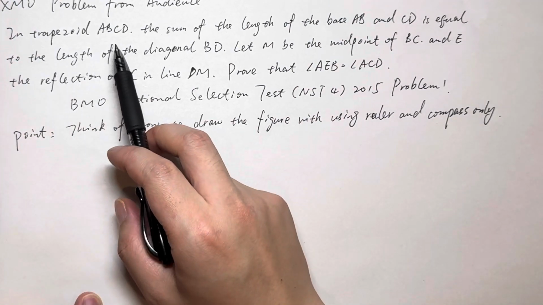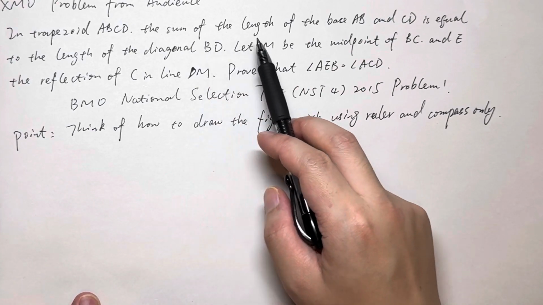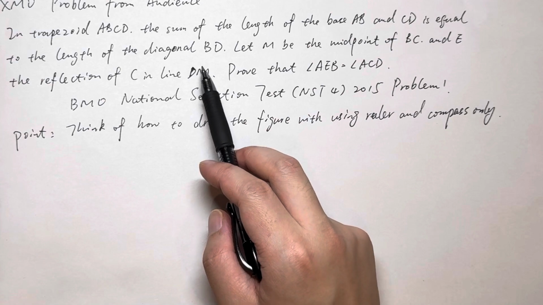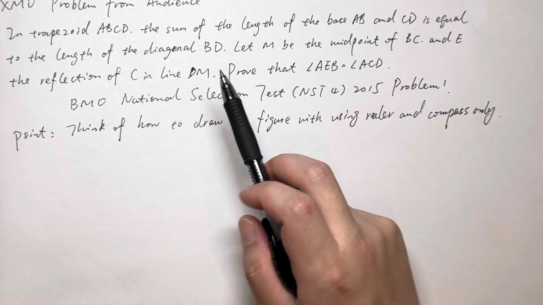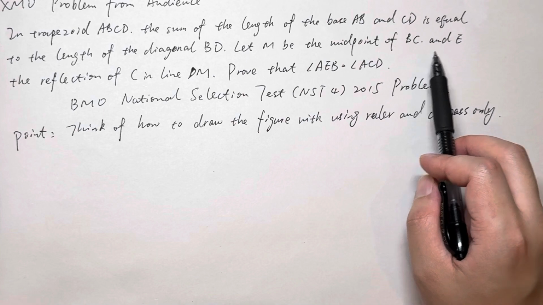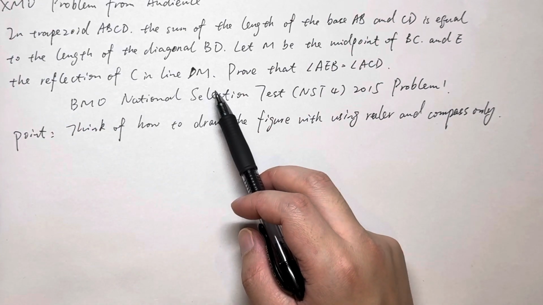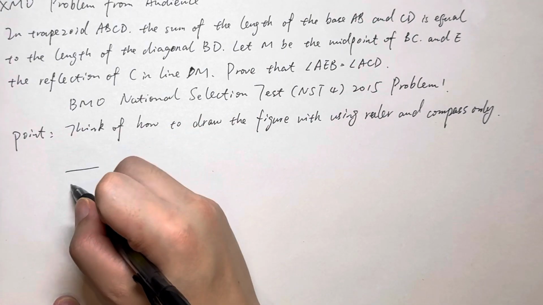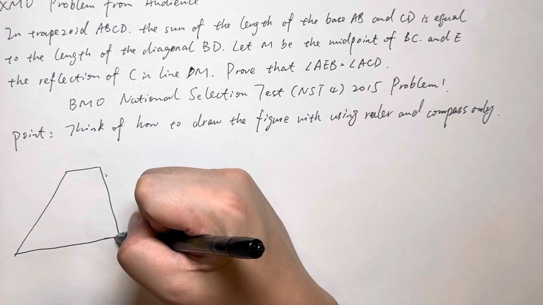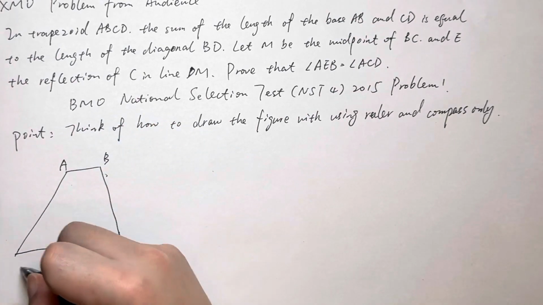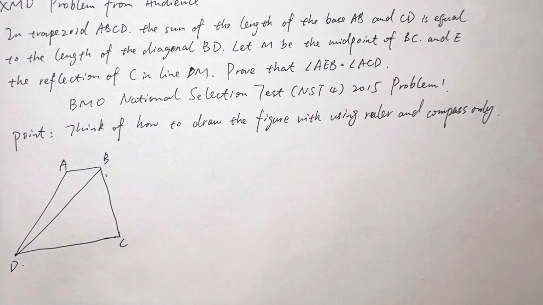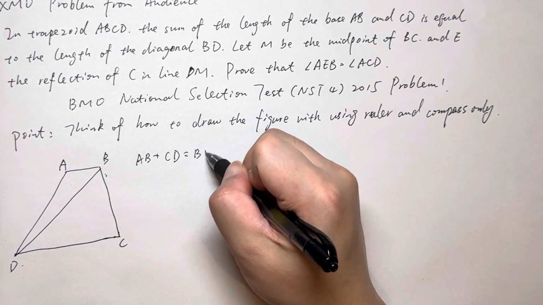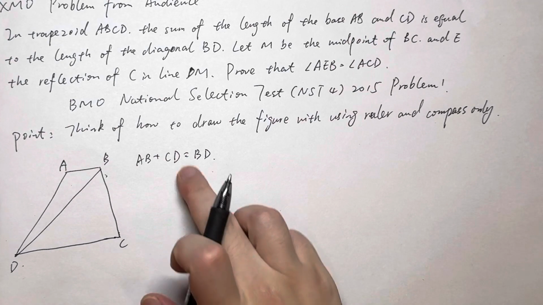In trapezoid ABCD, the sum of the lengths of the bases AB and CD is equal to the length of the diagonal BD. So it's a specific trapezoid. Let M be the midpoint of BC and E the reflection of C in line DM. Prove that two angles are equal. Okay, the first thing is that we know it's a problem about a trapezoid. So let's call it ABCD here, and the property is that AB plus CD equals BD. Right, that's our property.